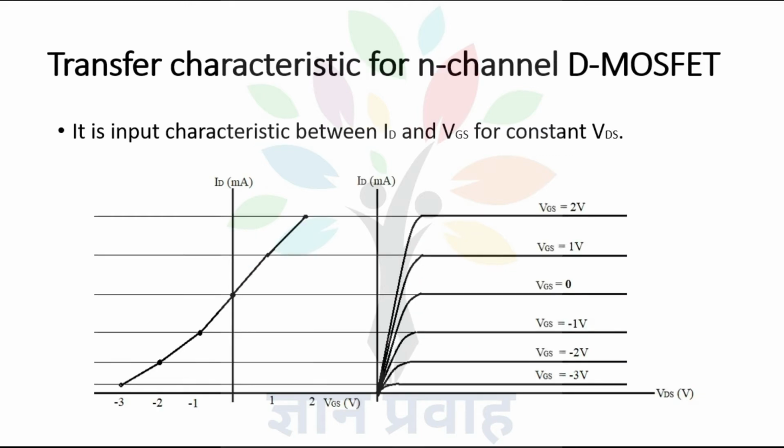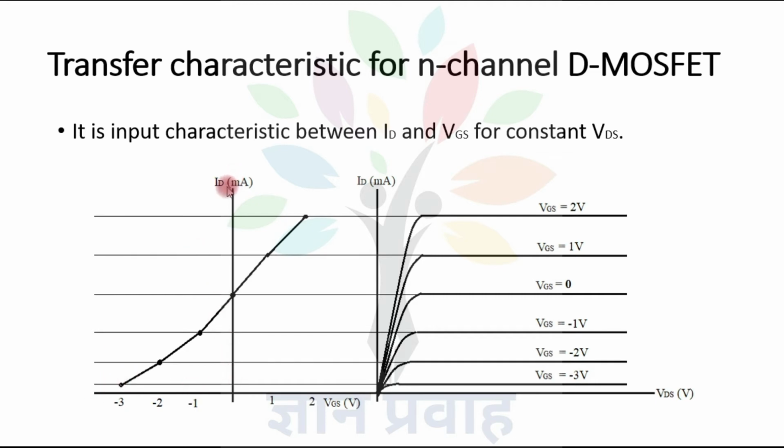Transfer characteristic for N-channel DMOSFET. The transfer characteristic for N-channel DMOSFET can be obtained from the drain characteristic of N-channel DMOSFET, and it is the input characteristic between ID and VGS for constant VDS. So this one is the drain characteristic or output characteristic, and from this drain characteristic we can plot the transfer characteristic for the DMOSFET.